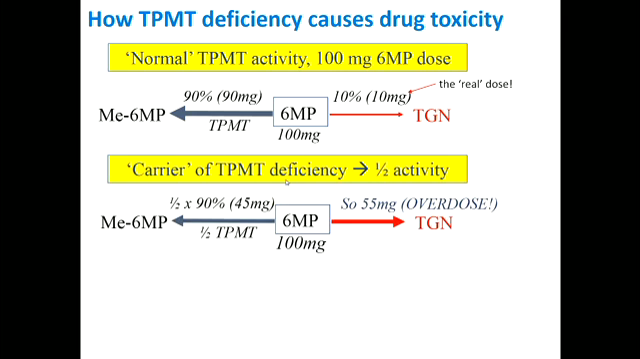If you're a carrier of TPMT deficiency, then as a rough calculation, instead of 90% going this way, there's only 45% going this way, so only half of it. So instead of 90 milligrams going here, 45 milligrams is being methylated or turned into methyl mercaptopurine. That means the rest of it, 55 milligrams, is going into the active form of the drug. That's 55 milligrams now becoming activated, whereas normally it's 10 milligrams. That's a massive overdose, and that's the problem that occurs with pharmacogenetics. It's not a small effect, it's a huge effect.